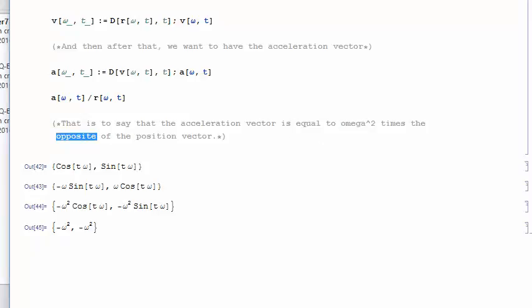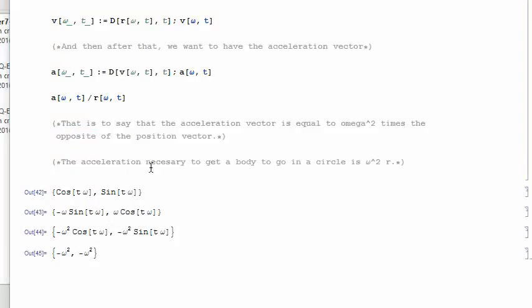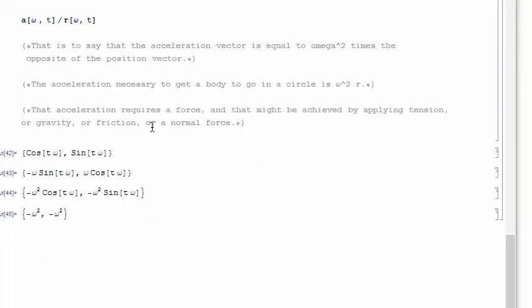vector. So that means the acceleration necessary to get a body to go in a circle is omega squared times r, where r is the radius of the circle you want it to go in, and omega is the angular velocity that you want it to go at. So that acceleration requires a force, and that force might be achieved by applying tension, or gravity, or friction, or a normal force, or an electric or magnetic force.